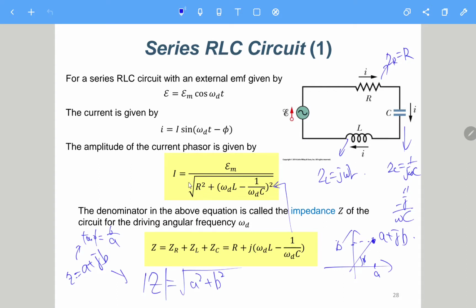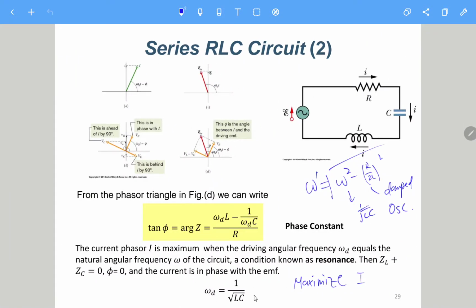So you can just ignore this one, which is also a constant. You need to minimize this one. The way to minimize it is to make it 0, because if it is not 0, whether positive or negative, the square will be a positive value. So the minimum for this term is 0, which means that this term equals this term. And finally, omega_d equals 1 over the square root of LC. So that's why it looks like this. It is the so-called resonance.